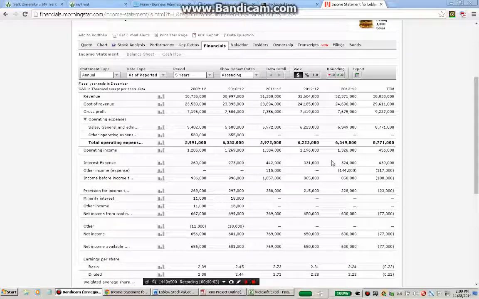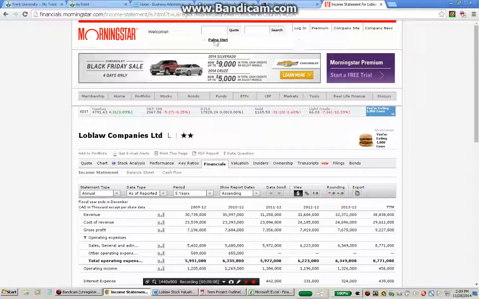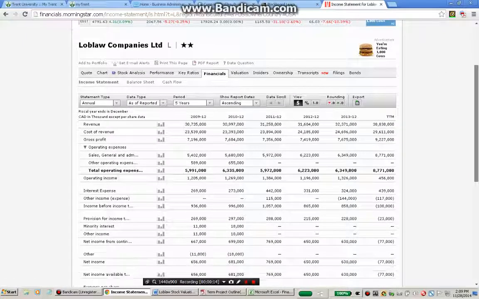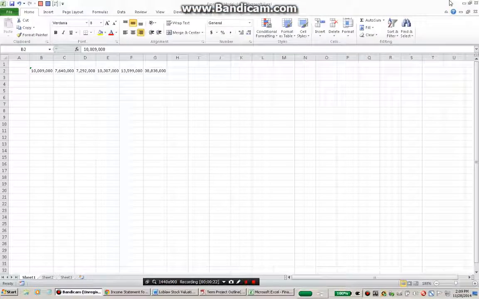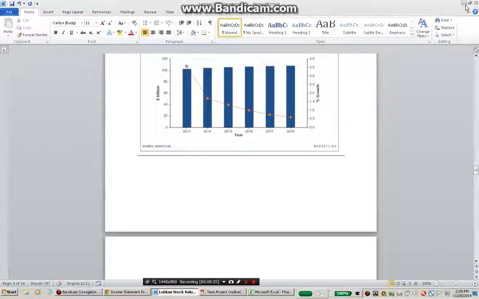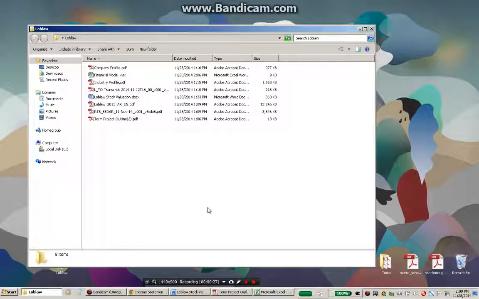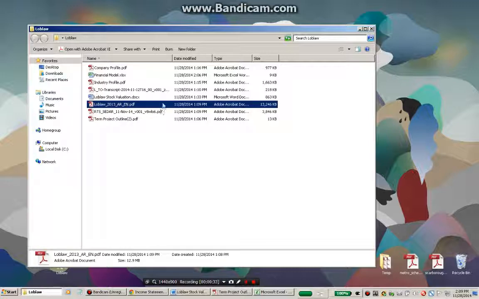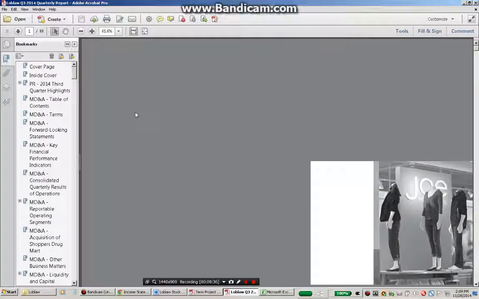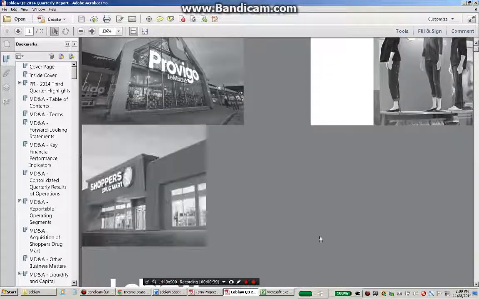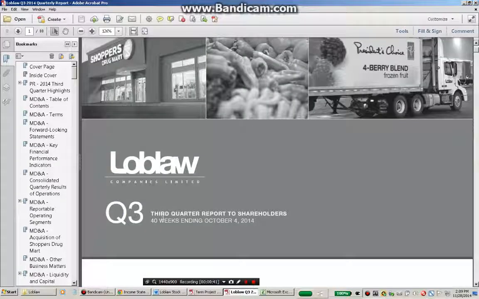Alright, so we're going to take a look at the quantitative side of things in the Morningstar webpage, and I'm just going to pull the numbers from here. These numbers are all taken from the financial statements, and if I'm correct, I think we've got the annual report there, and we're looking for quarterly, which I think is Q3.